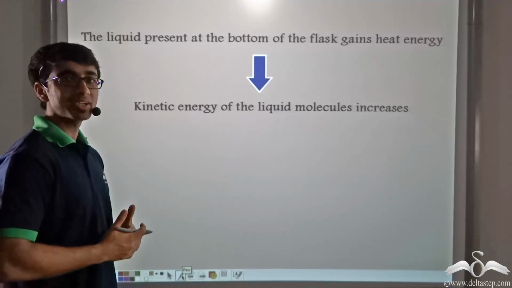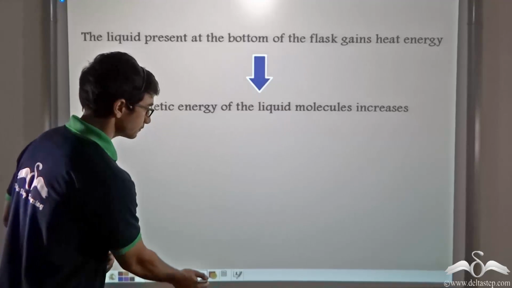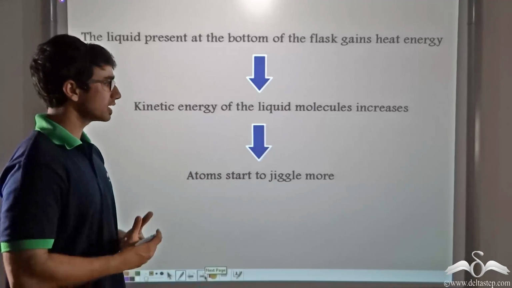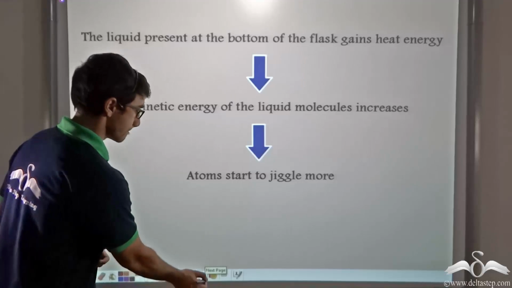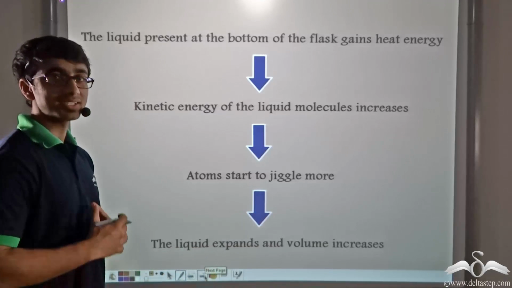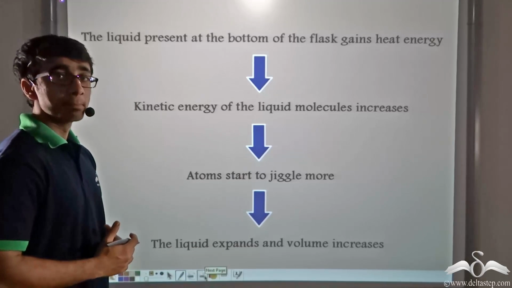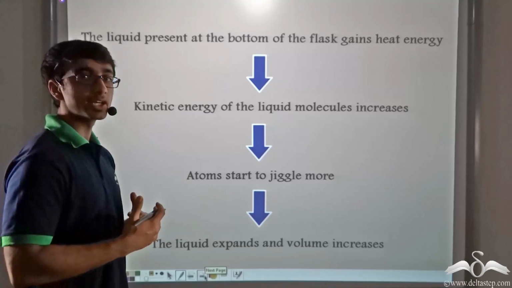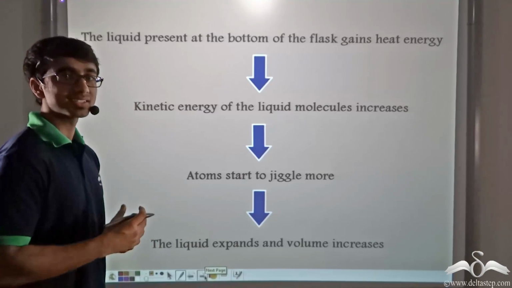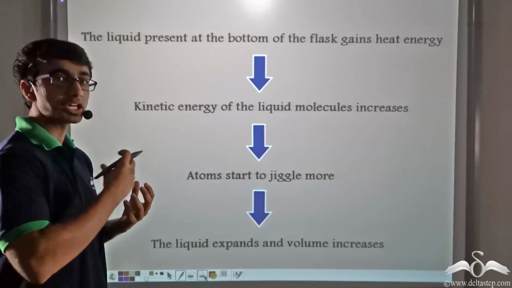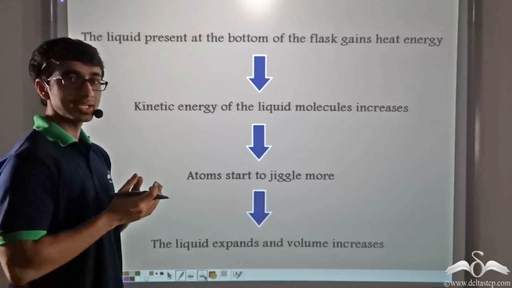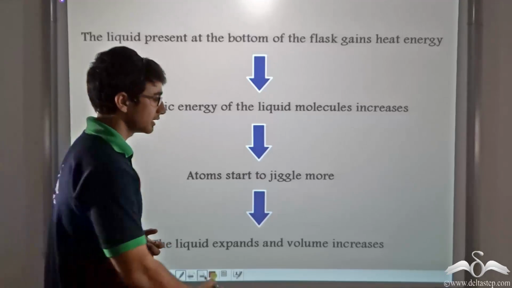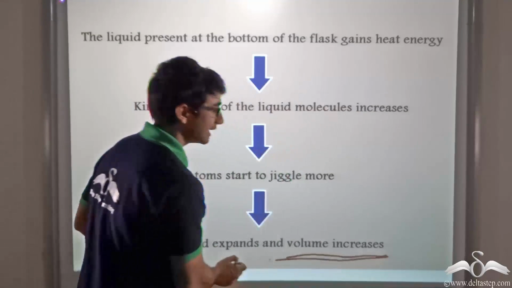So what do you think happened as a result of this? The atoms started to jiggle more. Now, as soon as the atoms started to jiggle more, the liquid started expanding. Why? Because their kinetic energy increased and consequently their speed also increased. So as a result, the particles started moving apart from one another and the liquid at the bottom started expanding. So when it expanded, its volume consequently increased.